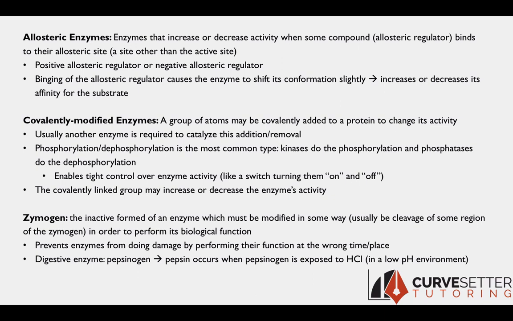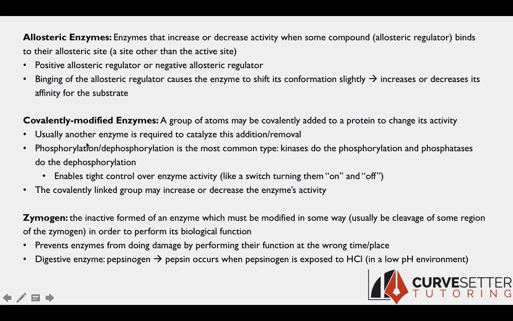Next, we have covalent modification of enzymes. So these are all other forms of regulating the activity of enzymes. Covalent modification occurs when a group of atoms is covalently added to or removed from an enzyme, changing the activity of that enzyme. So usually another enzyme is required in order to catalyze this addition or removal of the group.